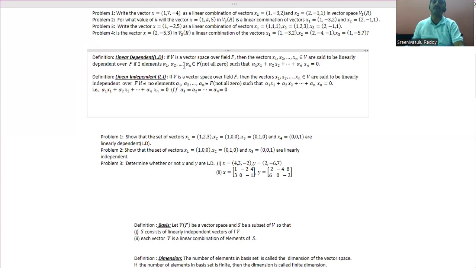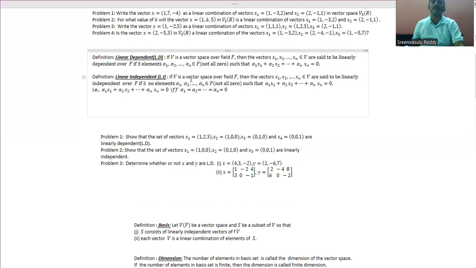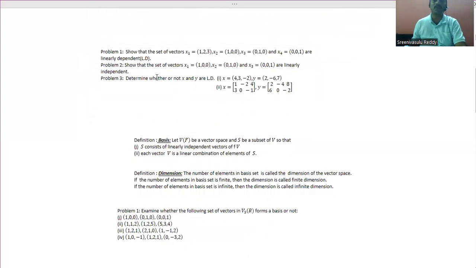Linearly independent means there is no set of non-zero scalars. Alpha 1, alpha 2, alpha n should all be 0 if and only if the linear combination alpha 1 x1 plus and so on is 0. That is, the linear combination is 0 if and only if the coefficients alpha 1, alpha 2, and so on are all 0. This is called linearly independent. In the first case, any one of alpha 1, alpha 2, and so on, alpha n is non-zero. These are the definitions of linearly dependent and linearly independent. Now we are going to see the problems.